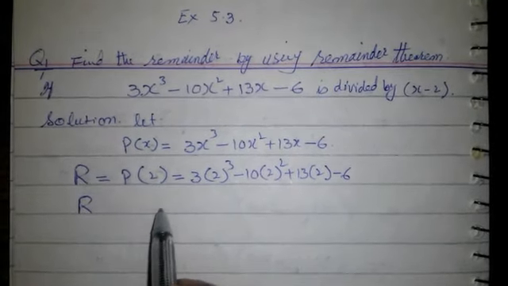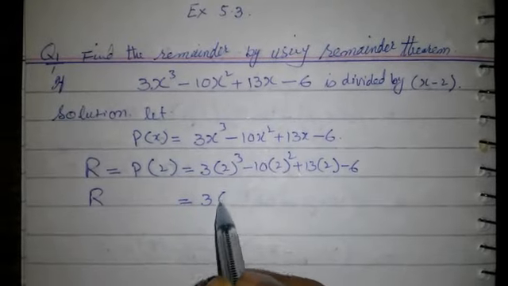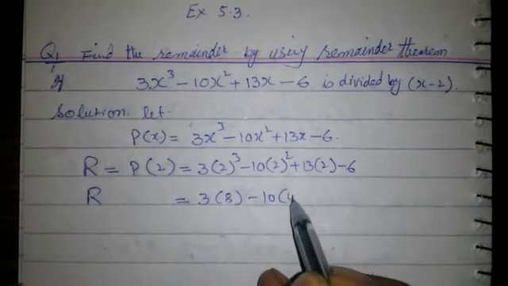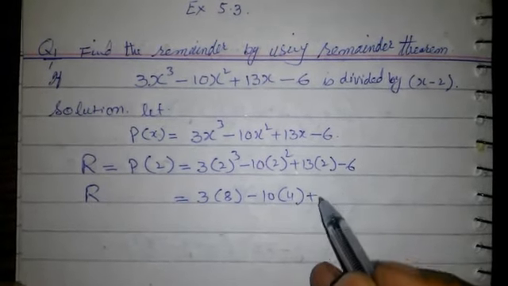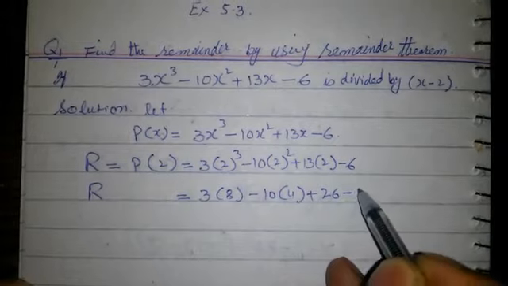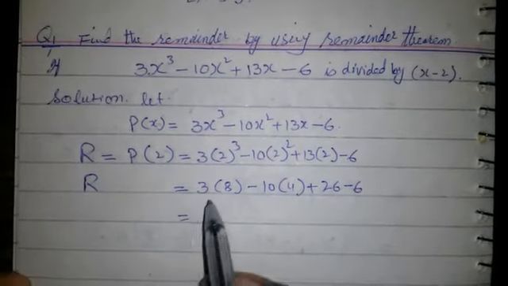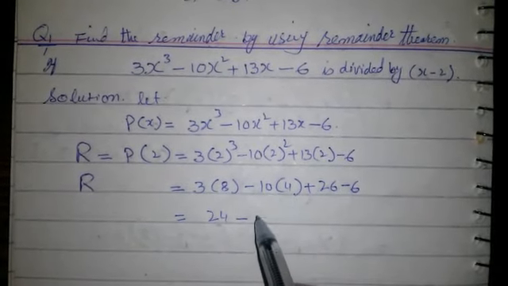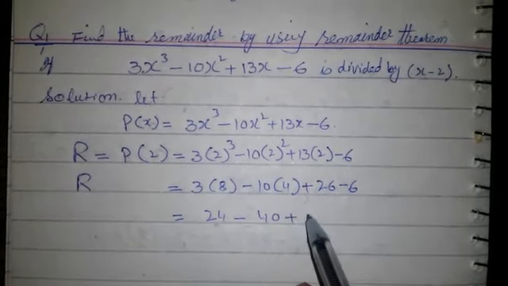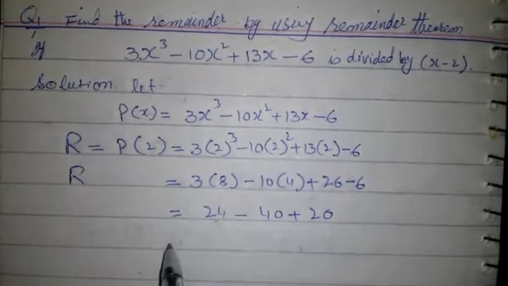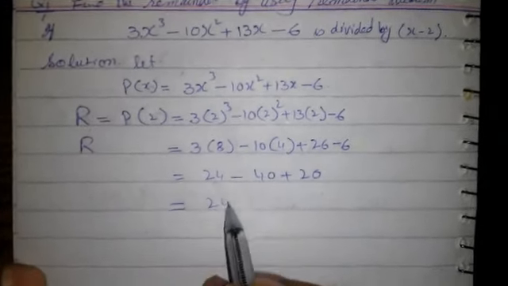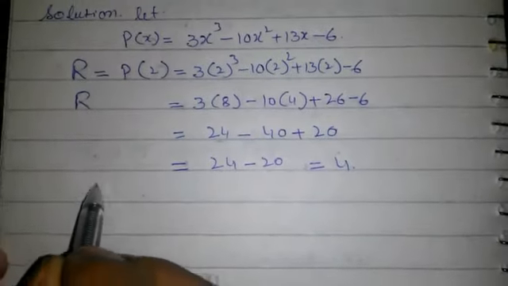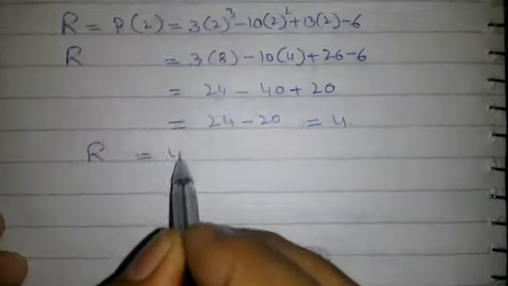Remainder r is equal to 3 into 2 to the power 3, which is 8, minus 10 into 4 plus 13 into 2, which is 26, minus 6. 8 3s are 24 minus 10 4s are 40 plus 20. 24 minus 20 is equal to 4. R is equal to 4.